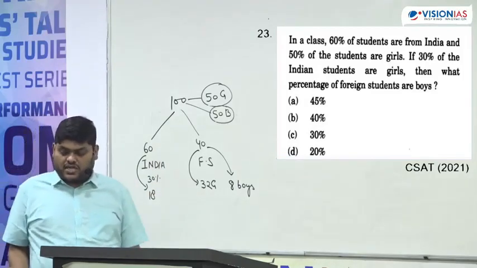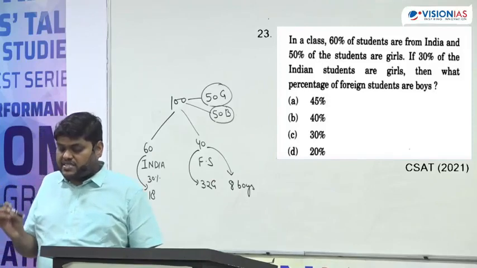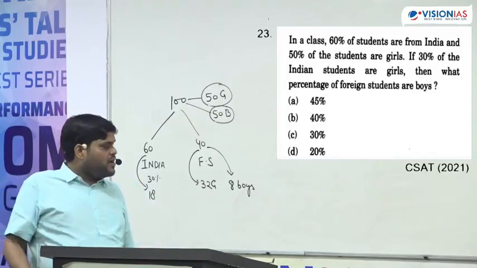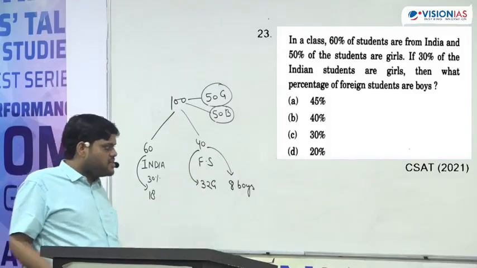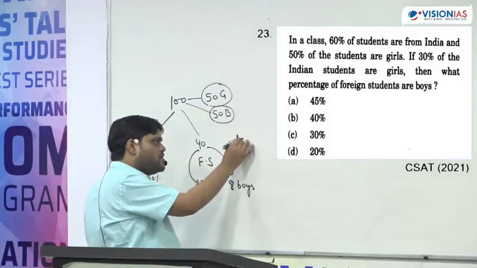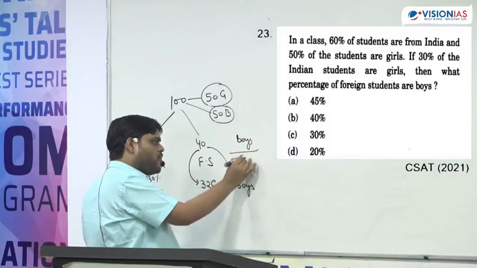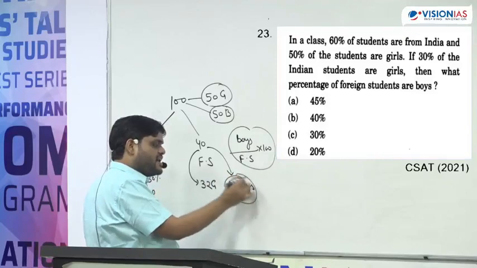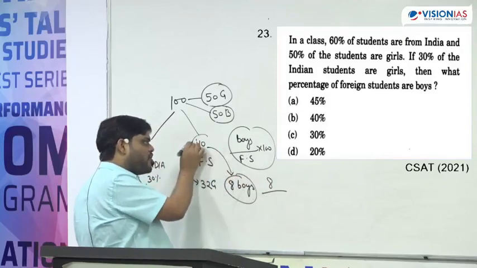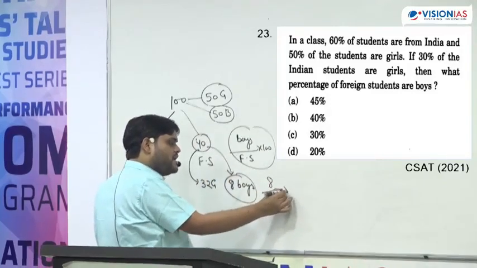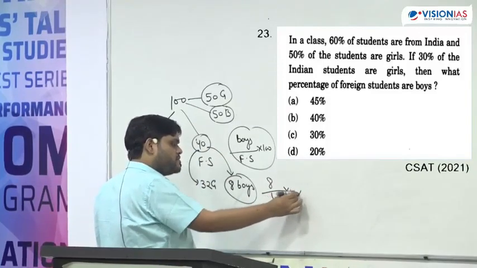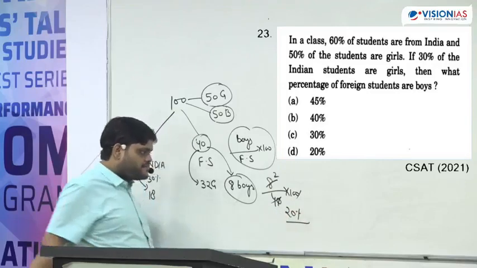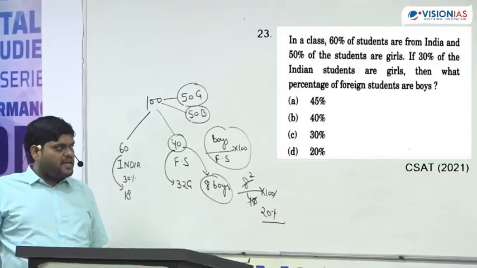Now what is the question? The question is, what percent of foreign students are boys? So I told you, boys upon foreign students into 100. So how many boys are there? 8 boys are there. How many foreign students are there? 40, into 100. The answer will be 20%.